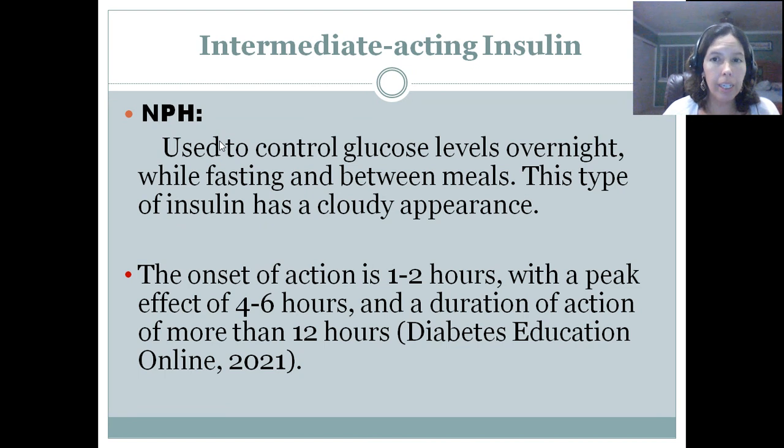An intermediate-acting insulin, such as NPH, is used to control glucose levels overnight while fasting and between meals. This type of insulin has a cloudy appearance and is the only type of insulin that should be cloudy. The onset of action is 1 to 2 hours with a peak effect of 4 to 6 hours and a duration of action of more than 12 hours.